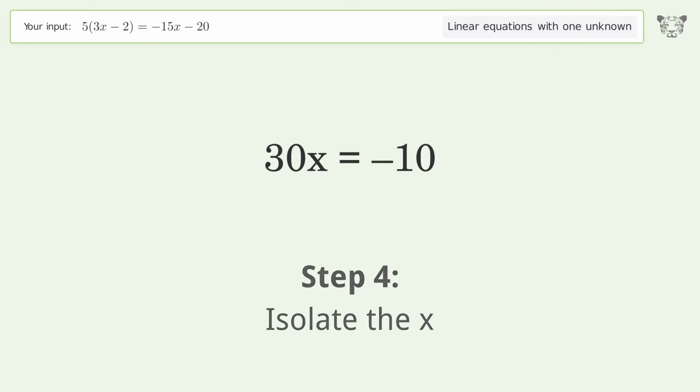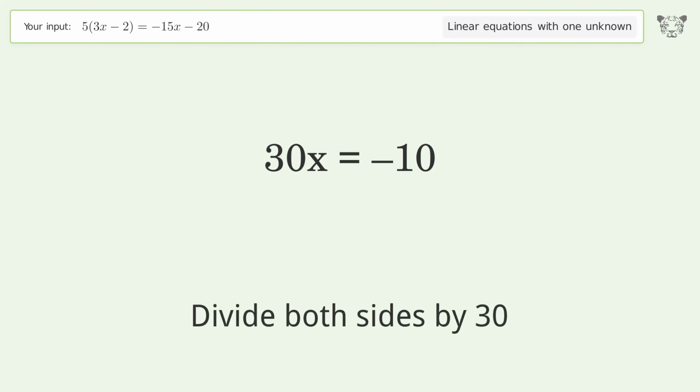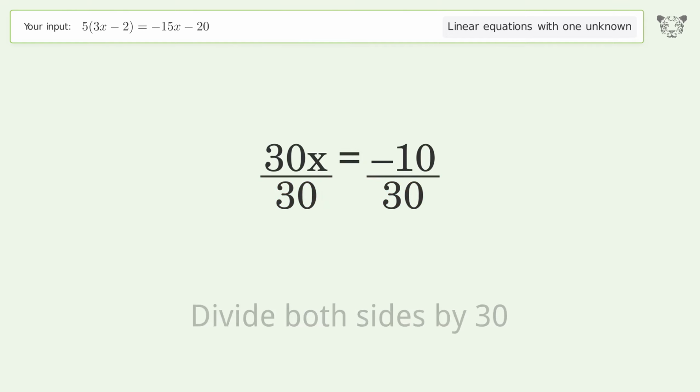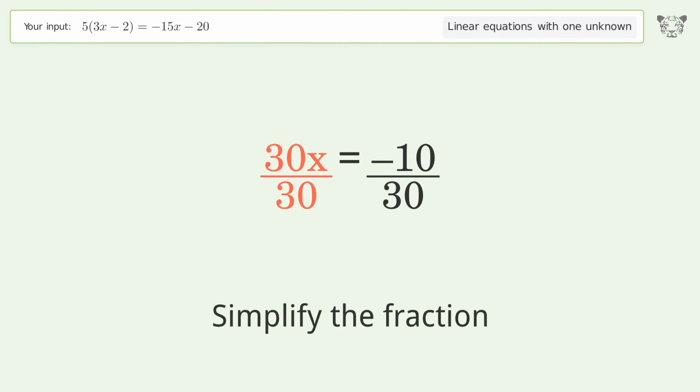Isolate the x. Divide both sides by 30. Simplify the fraction.